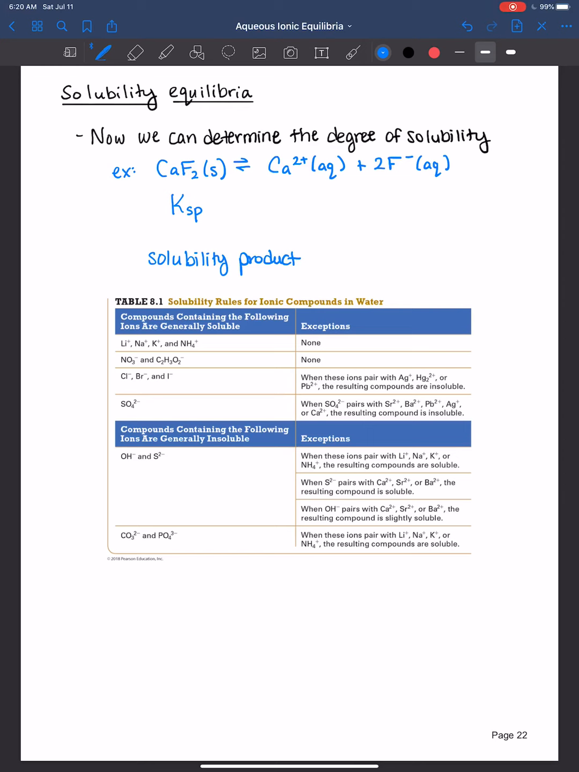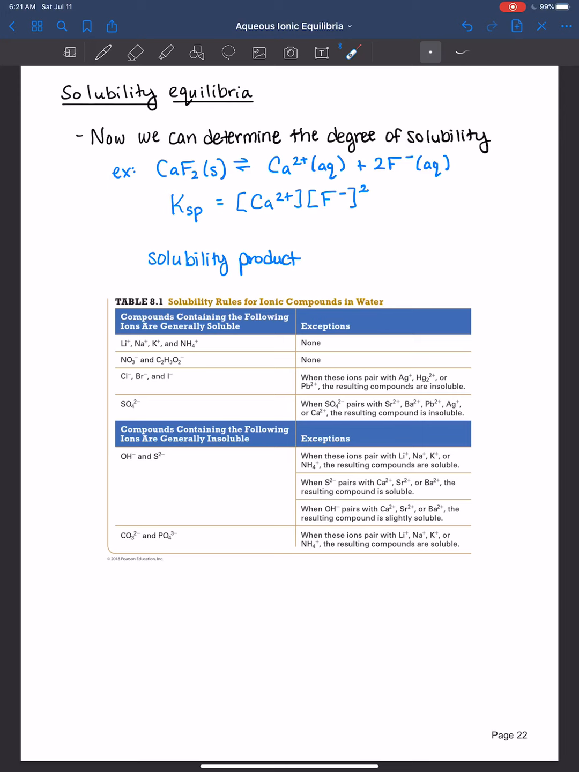And once again, it's products over reactants. And so this one's equal to the concentration of the calcium ions times the concentration of fluoride to the second power. Now we do not divide by the solid over here. Remember, solids and liquids are never included in the equilibrium constant expression.